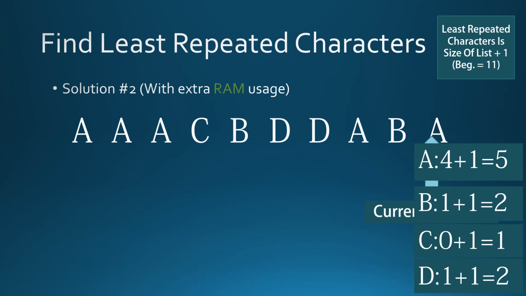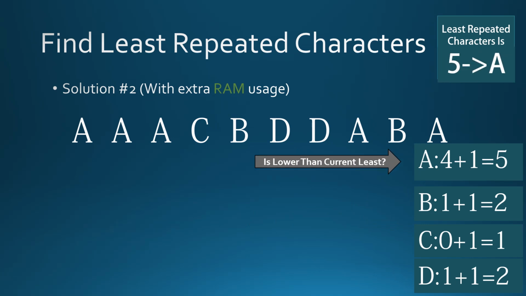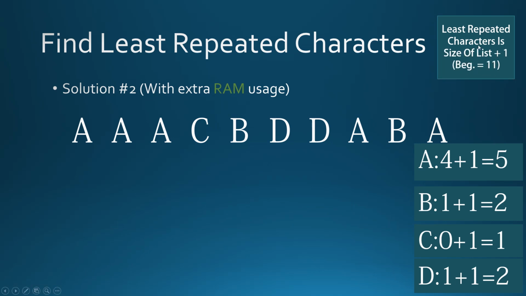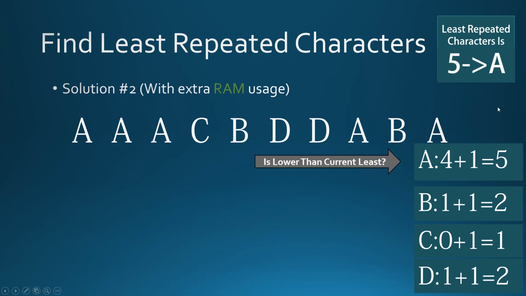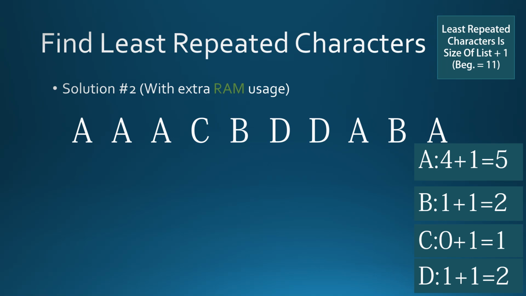And after the single iteration throughout this list, now we need to iterate through the hash map and find the least repeated character in that hash map. And we need to ask ourselves, is it lower than the current least? And the current least in our case would be 11, based on the size of this list plus 1. So we are 100% sure that we're going to find a valid value here. So in our case 5 is smaller than 11, so we're going to take it. We have this 11, 5 is smaller, so we're going to take 5.